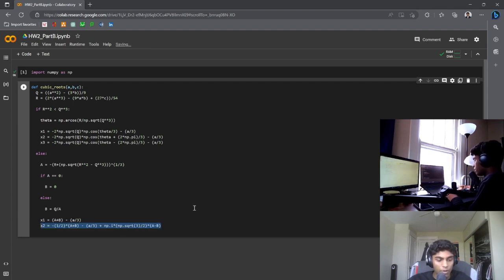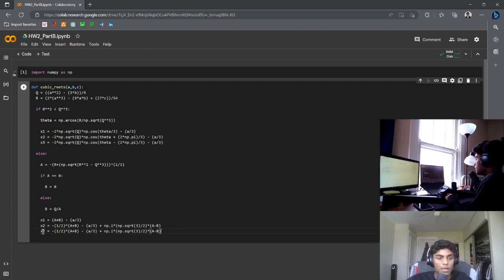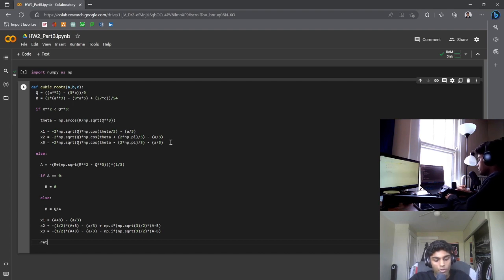And the third root is going to look very similar to the second root, where instead of adding that imaginary portion, we're going to subtract the imaginary portion, right? And then we're just going to get our function to return x1, x2, and x3. And that should be pretty much it for our function.